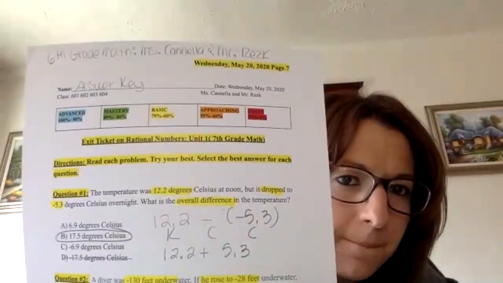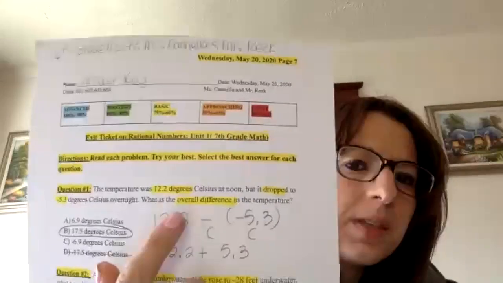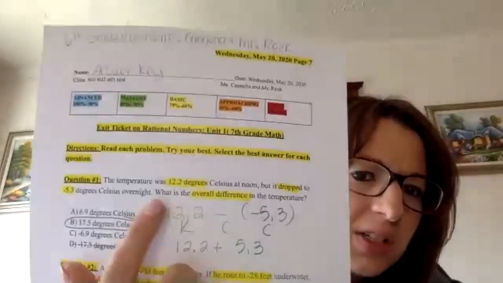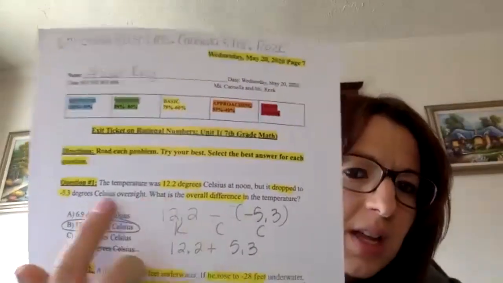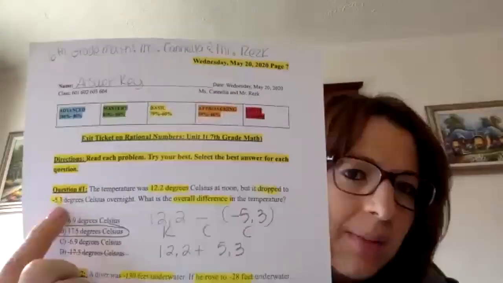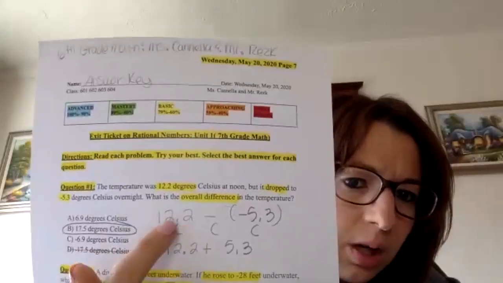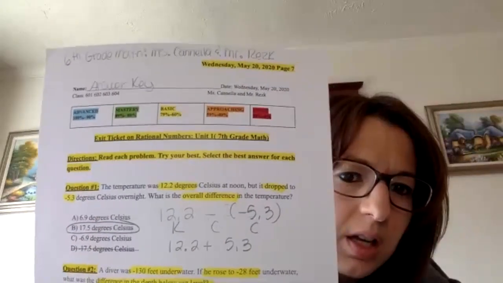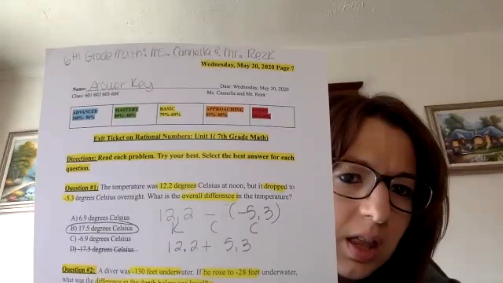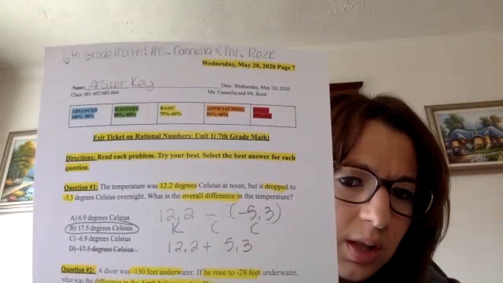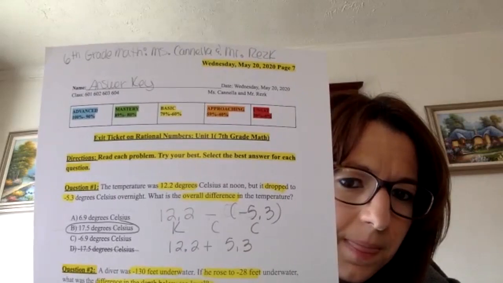You know what, Youssef, I did the same thing that you did. What I was thinking is, if we're at 12.2 degrees and then it dropped, which means it's negative, and it dropped to negative 5.3, that means 5.3 is the new temperature, and they're asking for the difference between both of them. So it's 6.9.